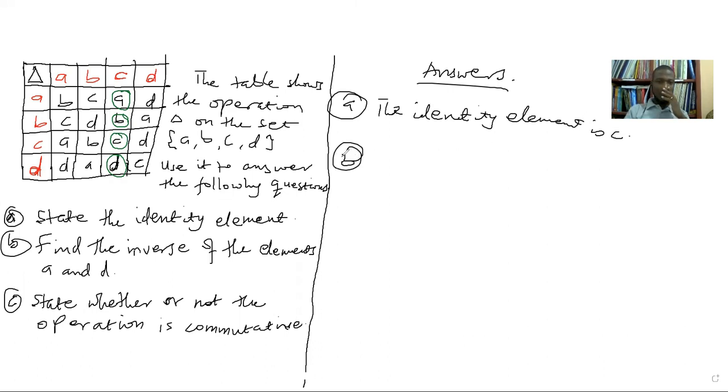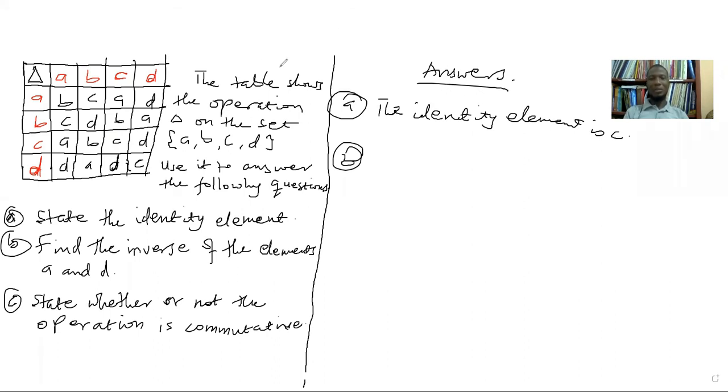Then we go to B. You have to find the inverse element. Still, the definition of inverse. Now that we know our identity element to be C, let us find out which element we are going to operate each of the letters with to get our C back, because that is the definition of inverse element.